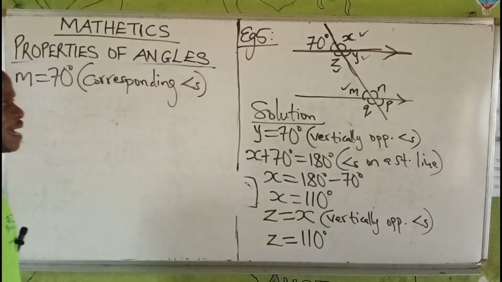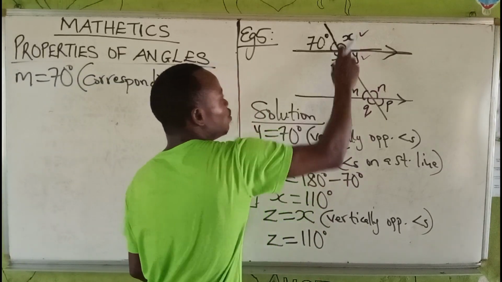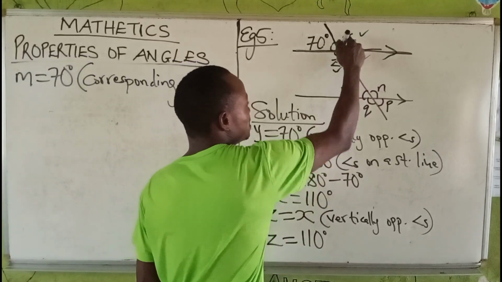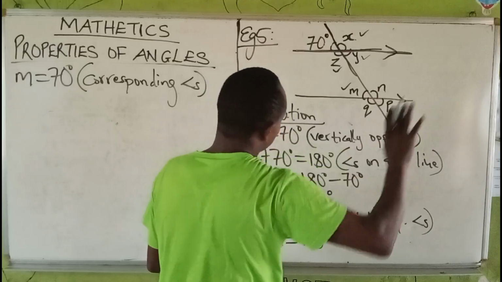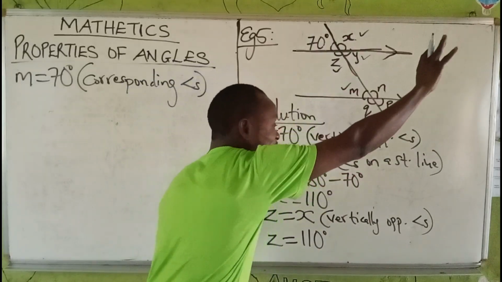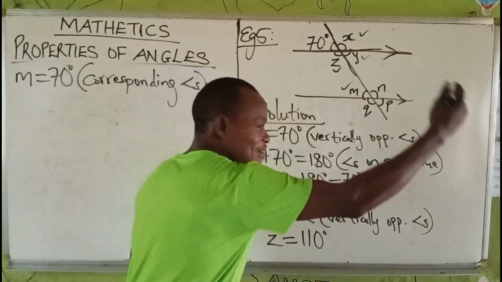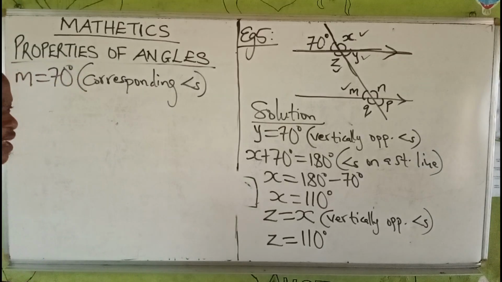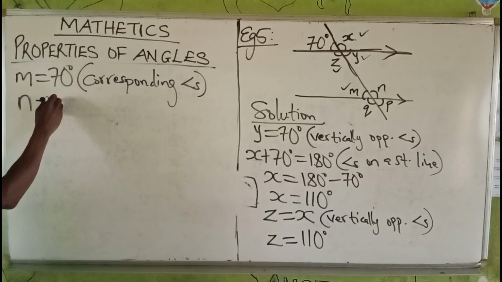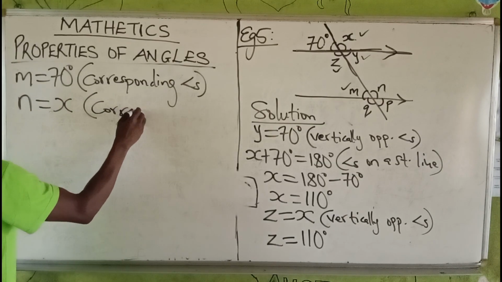I want to move to angle N. For angle N, the angle N is equal to angle X. Why are they equal? Because angle S is occupying the top right-hand side of the first parallel line, and angle N is also occupying the top right-hand side of the second parallel line. That means angle N is equal to angle S, and the reason is the same reason, corresponding angles.